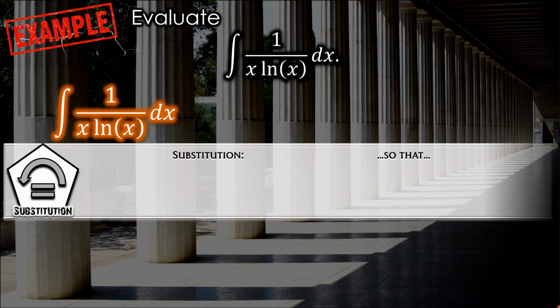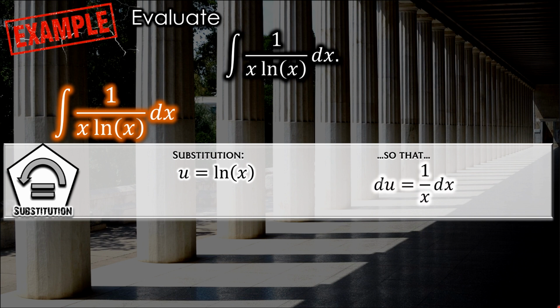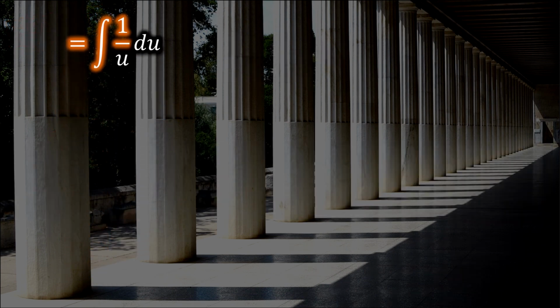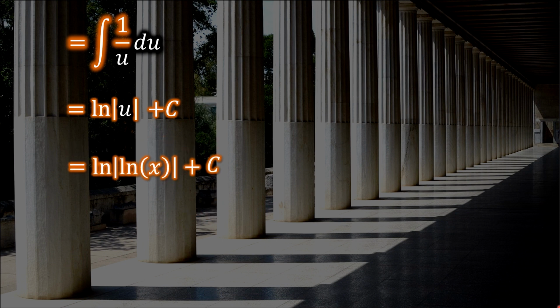If I make my substitution here, u equals natural log of x, then du, the derivative, is 1 over x dx. At which point I've just got 1 over u du. And I can integrate this. I know that integral as well. That's just the natural log of u plus c. Goodness. And my u, remember, is the natural log of x, so I get the natural log of x plus c.